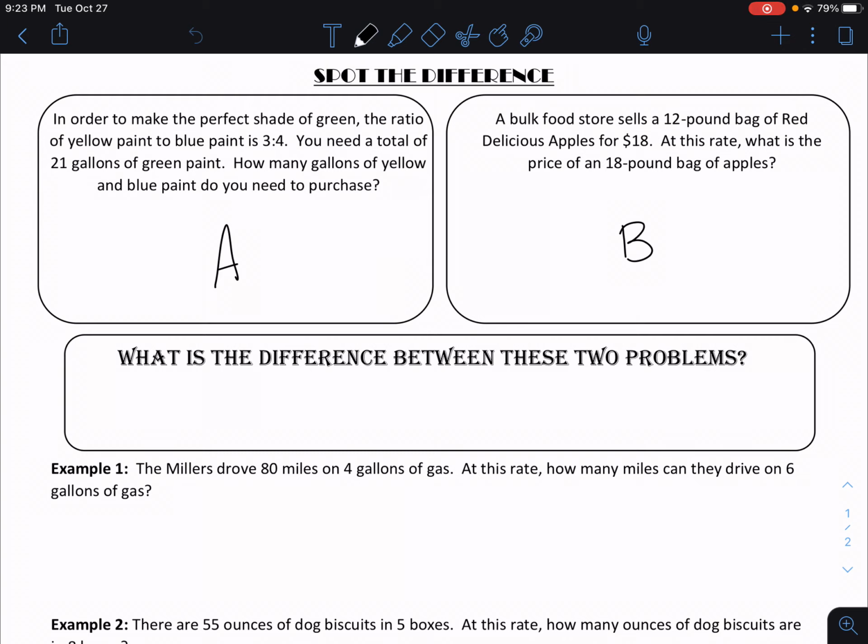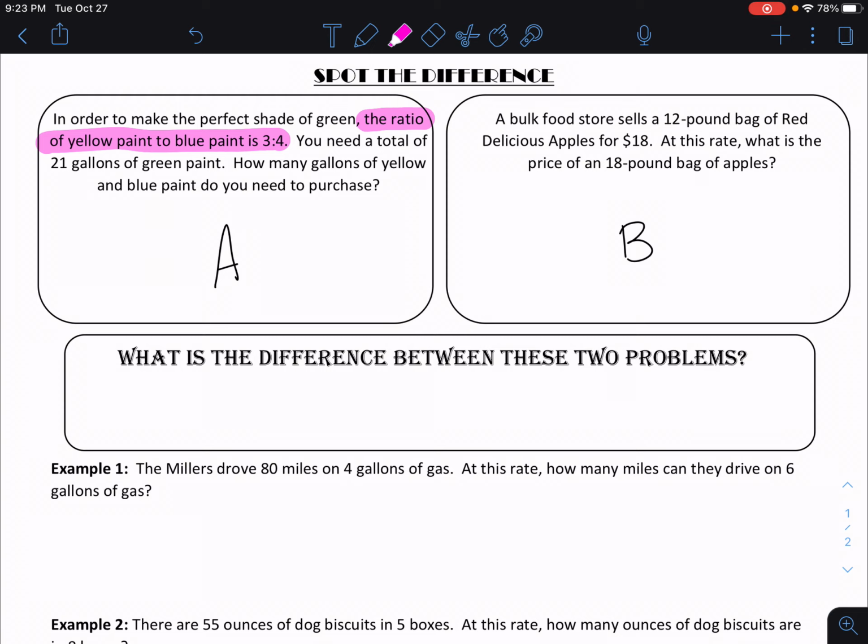So the first one says, in order to make the perfect shade of green, the ratio of yellow to blue paint is 3 to 4. So this right here is a major difference in what we've talked about previously to what we talked about the last couple of days. This is a part-to-part, part-to-whole question, so you need a total of 21 gallons of green paint. How many gallons of yellow and blue do you need to purchase?